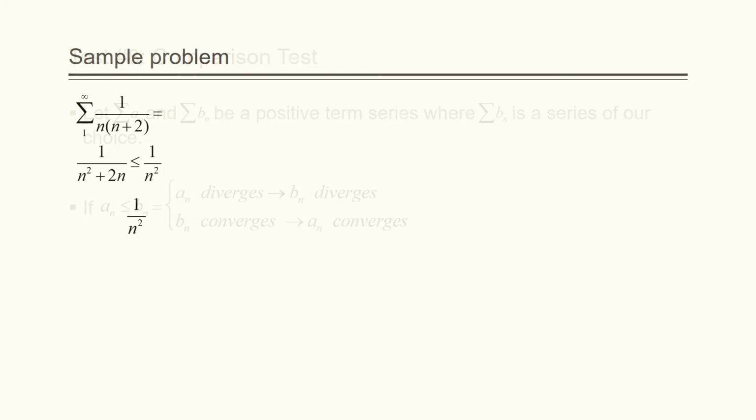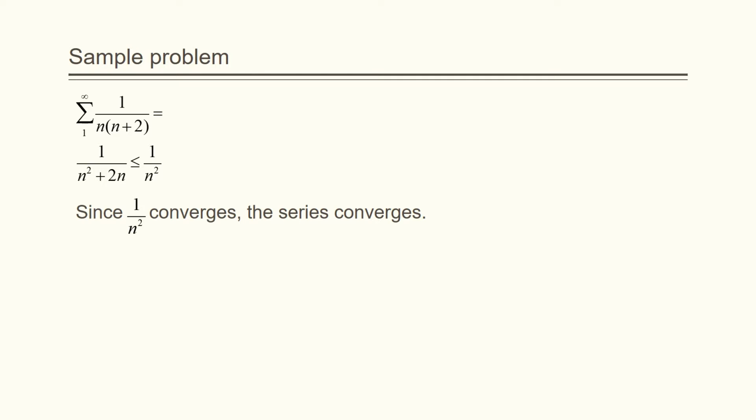For example, the series of 1 over n times n plus 2. We know that 1 over n squared plus 2n is less than 1 over n squared. And since the series of 1 over n squared converges, this series converges.